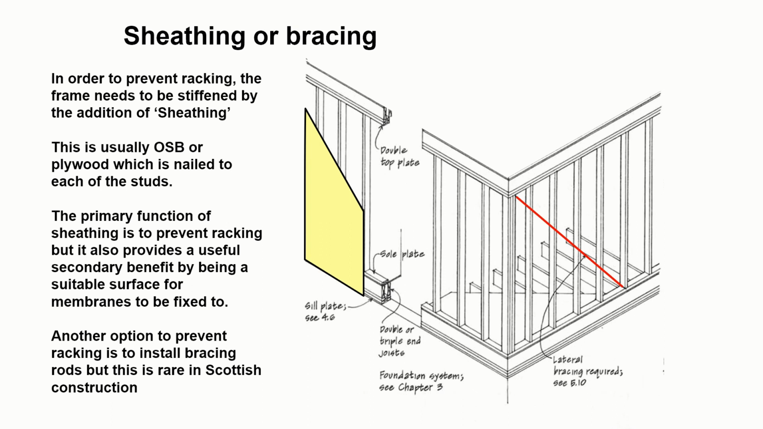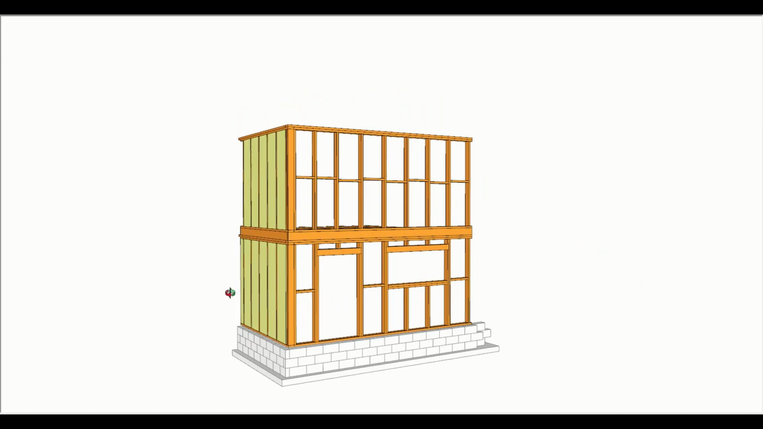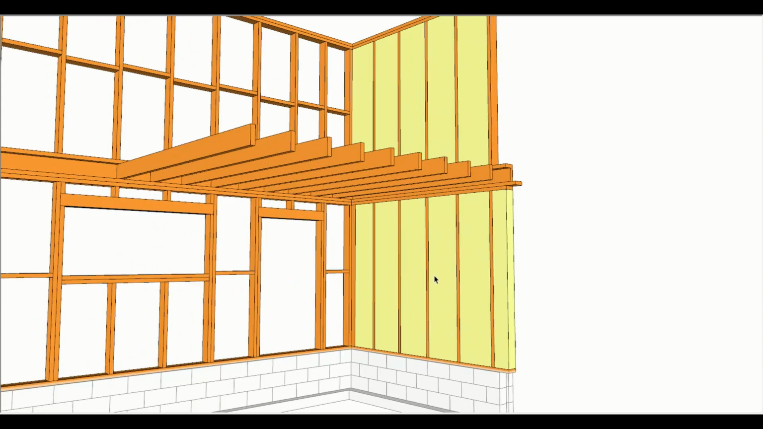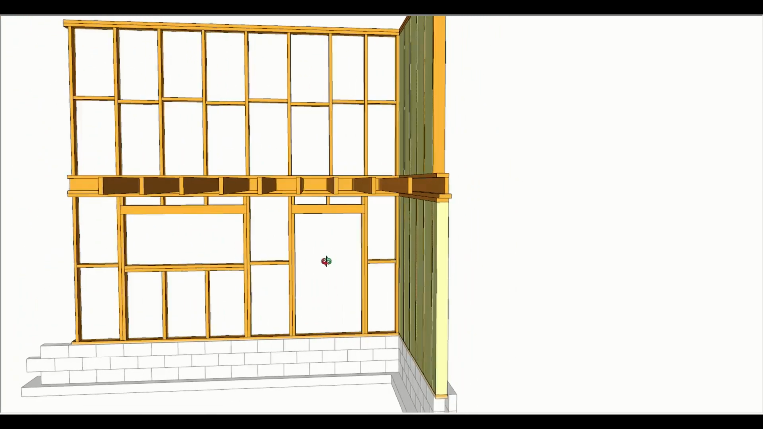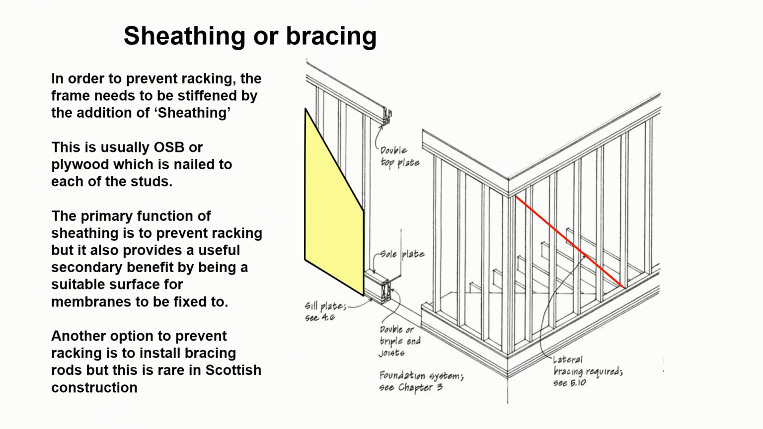Primary function of sheathing is to prevent racking, but it also allows you to fix membranes to it. And when we go on to talking about construction layers, there are membranes to the outside that need to be stapled onto something, and sheathing gives you a good surface to do that to. The red line on this diagram represents diagonal bracing, and that is an option, not often used in Scotland. We tend to use sheathing as our racking prevention.